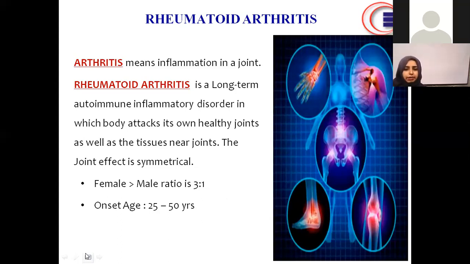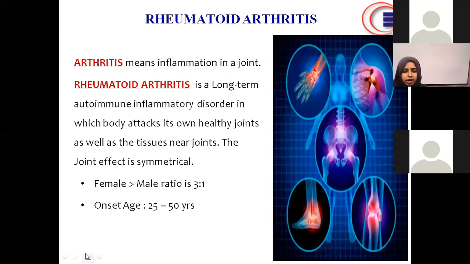In RA, usually the pattern is symmetrical, and this disease is seen more commonly in females. The female to male ratio is 3:1 and the onset age is 25 to 50 years. Although I have seen kids suffering with rheumatoid arthritis as well. It is not that only this age group can be involved. I have seen kids of 7-8 years having this disease. So you will not only see this disease in this age group.